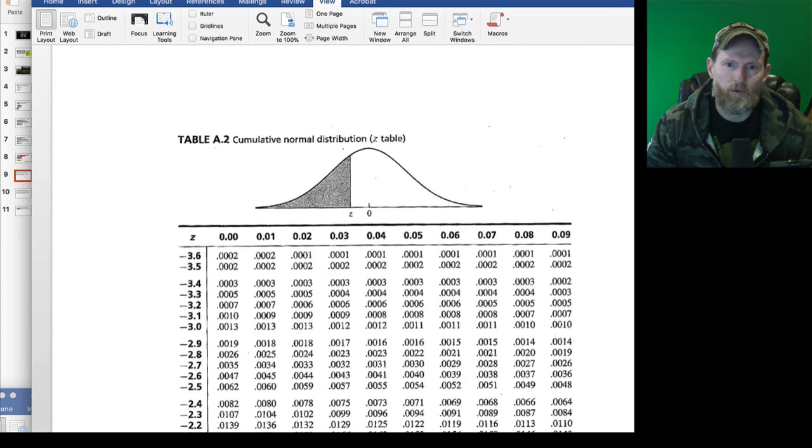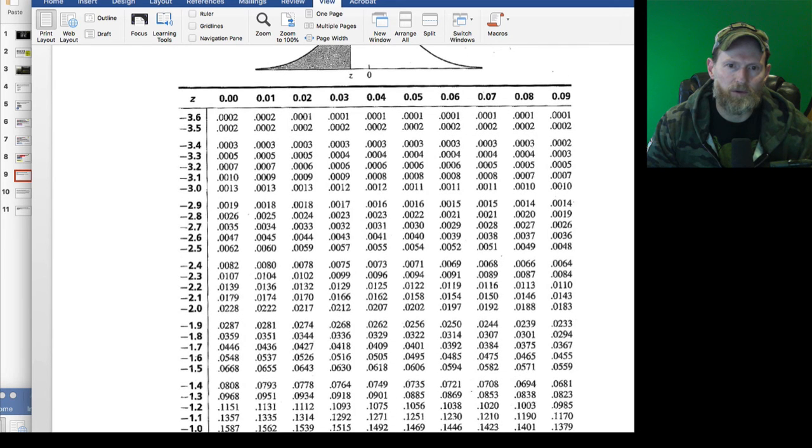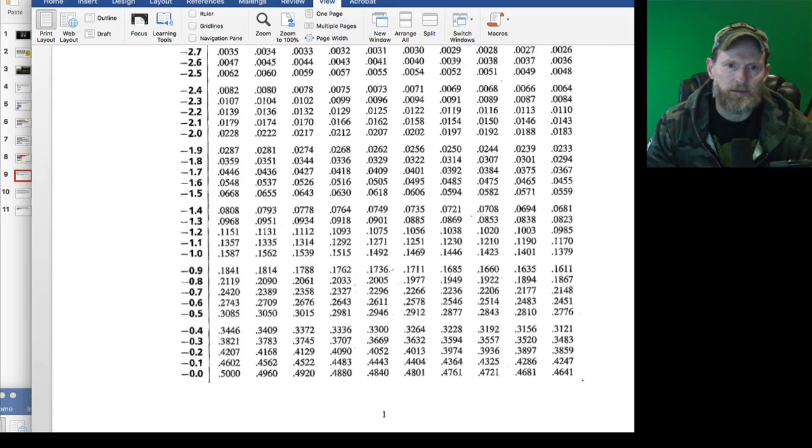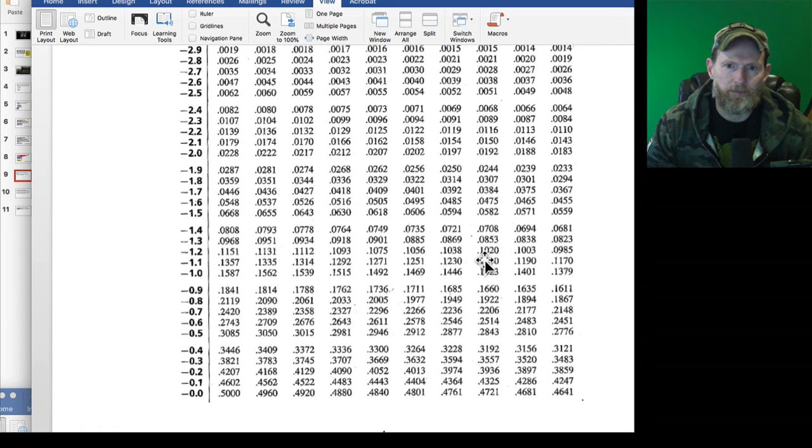And I'm looking for 0.102. So there it is right there.